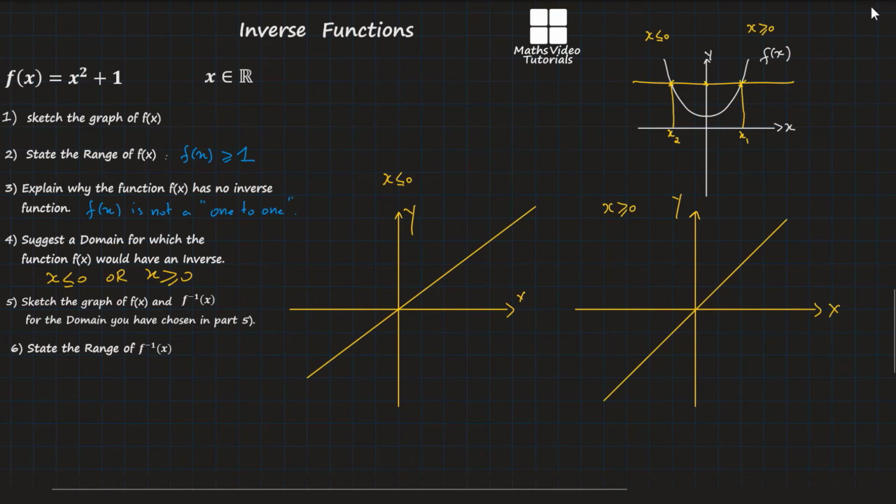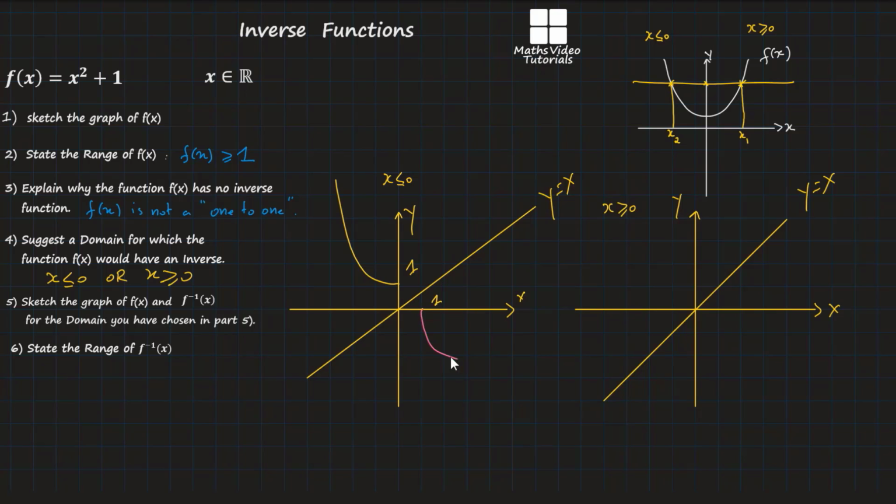Now for part 5, to sketch the graph of the inverse function, we need to have a line of reflection, y equals x. This domain here represents the part of the graph, this one here. This needs to be reflected onto the x-axis. And the reflection is going to be something like this. So this is my inverse function graph. For this domain, this is the part of the graph. We need to reflect this here. And the graph will look something like this.